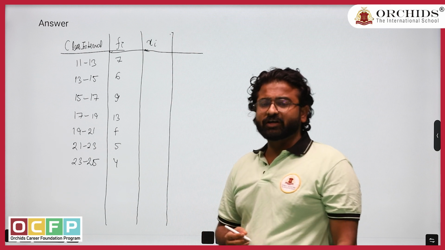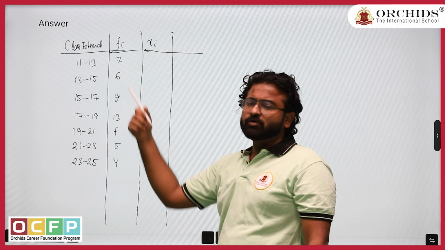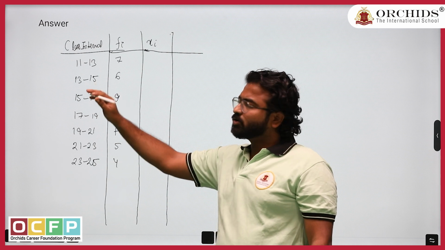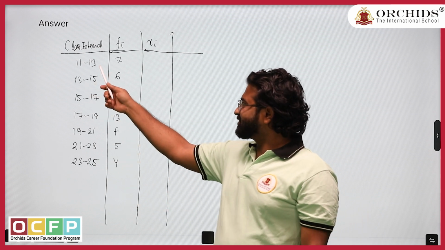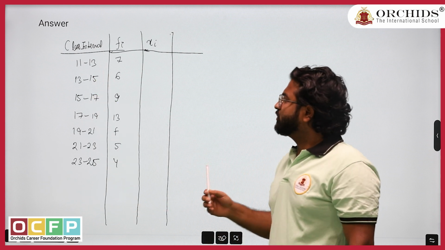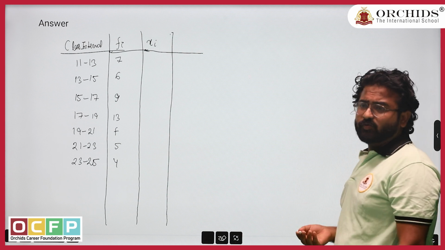How to figure out xi? Xi is the middle value, or you can say upper limit plus lower limit by 2. So that means 13 plus 11 by 2, which is equal to 12.